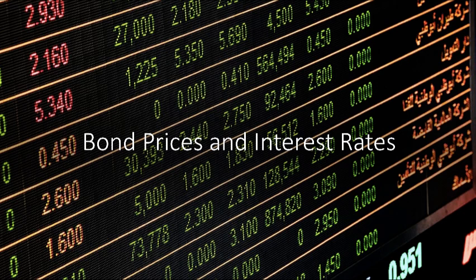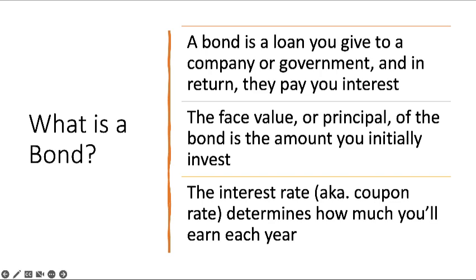Let's dive in. To understand the relationship, let's first get clear on the basics. A bond is essentially a loan you give to a company or government, and in return, they pay you interest over a specified time period. The face value or principal of the bond is the amount you initially invest, and the interest rate, also known as the coupon rate, determines how much you'll earn each year. Now, what happens when interest rates change in the broader market?